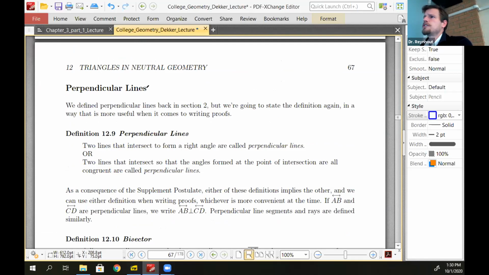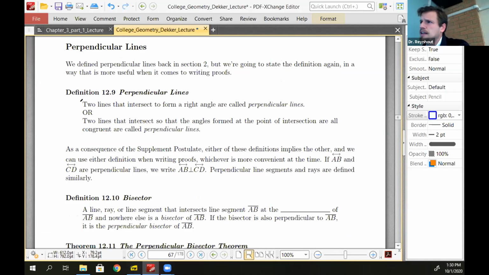All right, so we defined perpendicular lines back in section 2. We'll look at the definition again because, as we mentioned before, we have attempted to forget everything and now we want to reintroduce things. So let's take a look at perpendicular lines. Perpendicular lines can be defined in 2 ways. 2 lines that intersect to form a right angle are called perpendicular lines.